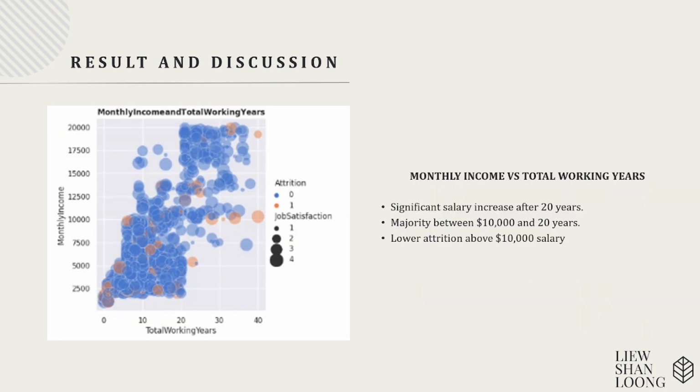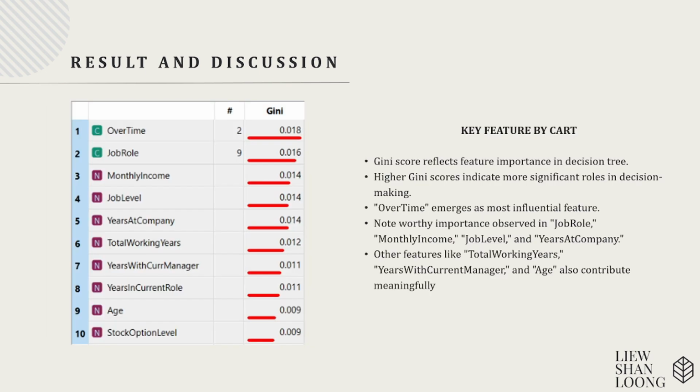And this is the monthly income versus total working years, and we can see that there is a significant salary increase after 20 years, and the majority of workers earn below $10,000. Lower attrition happens when the salary is above $10,000. So this is a key feature detected by CRT using the Gini score. The Gini score reflects the feature importance in the decision tree. A higher Gini score indicates a more significant role in decision making, and in our research, overtime emerges as the most influential feature, followed by job role, monthly income, job level, and years at company.